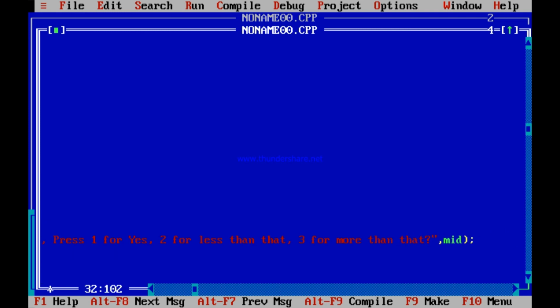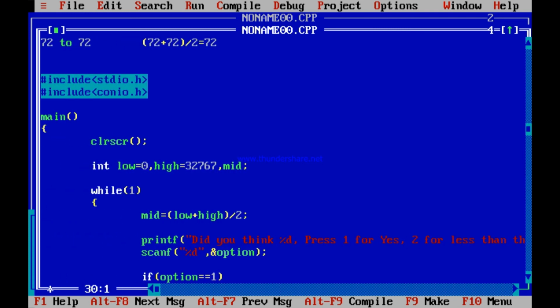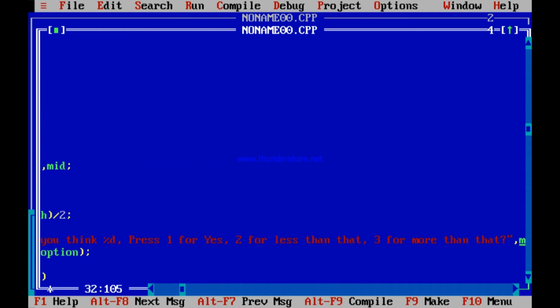I think you understand. I tell the user, did you guess this number? Which number? I take a low point. I start from 0 as the low point and high as 32767. I take the midpoint of that, low plus high by 2. I ask, did you think that number? Which number? %d is this mid. Press 1 for yes, 2 for less than that, 3 for more than that.